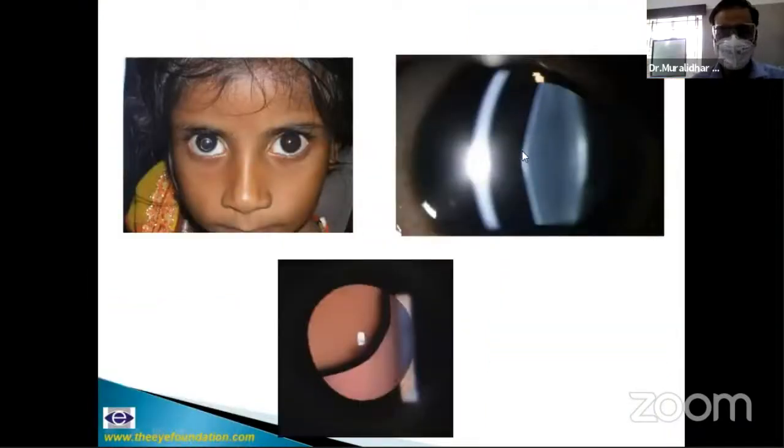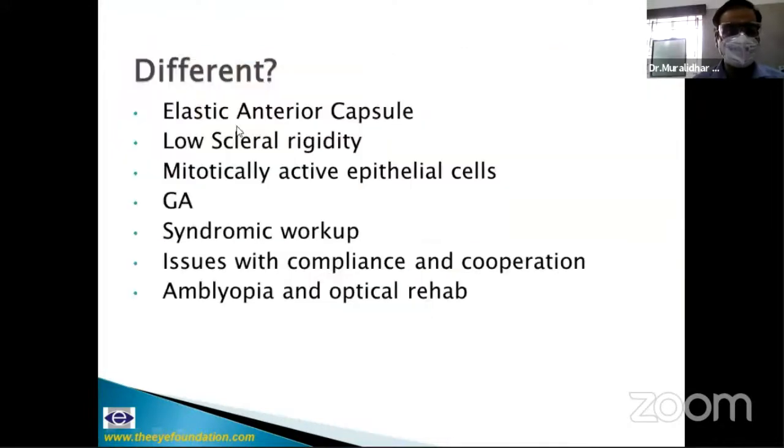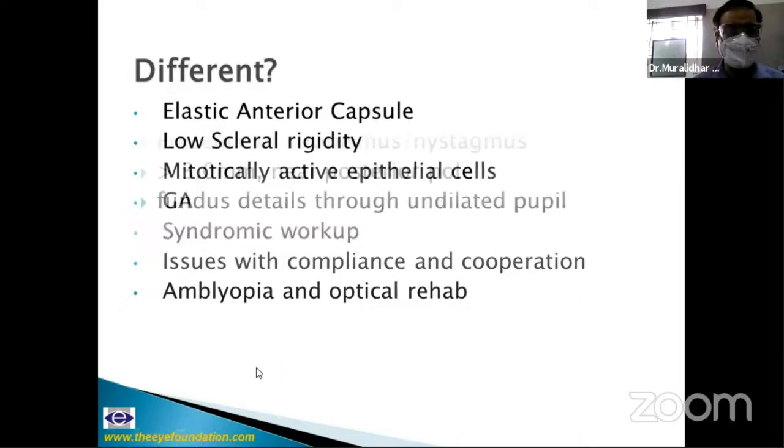They need to look very carefully. Anterior lenticonus, and this is an ectopia lentis. Anterior lenticonus is very important to identify. So the difference is that pediatric cataracts have an elastic anterior capsule and low scleral rigidity, and they need to be done under GA.